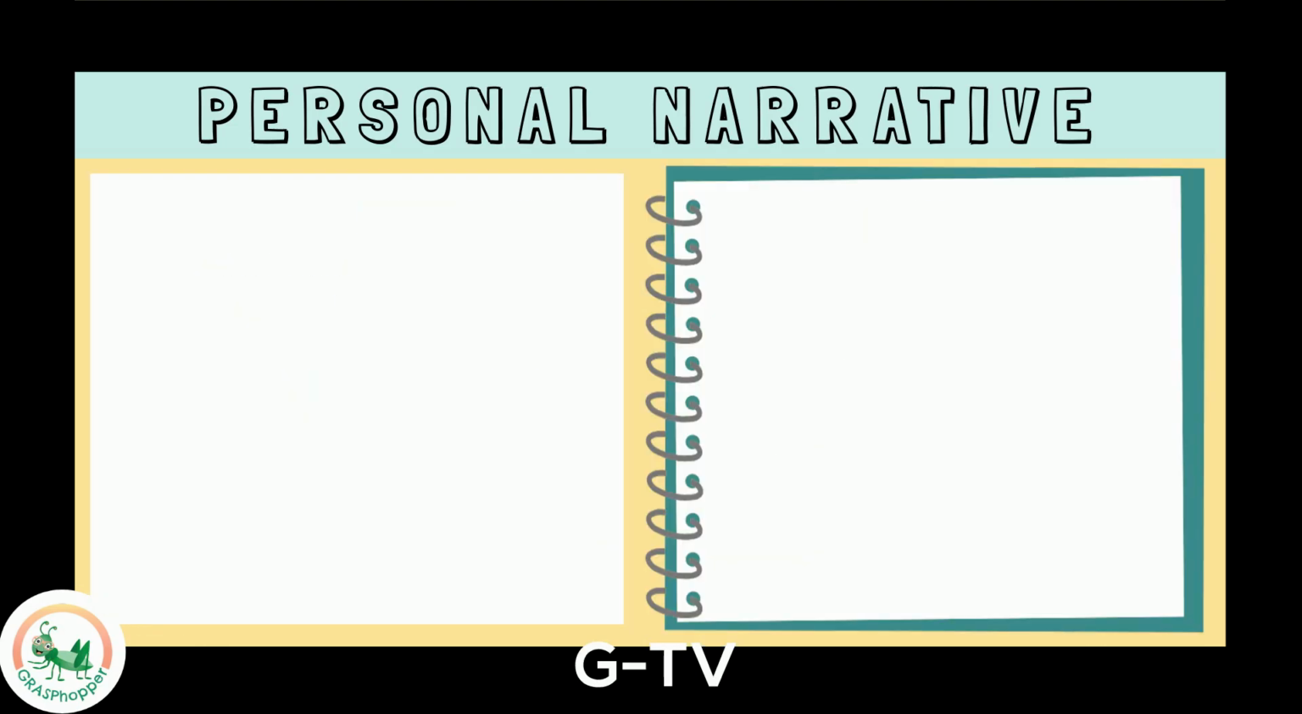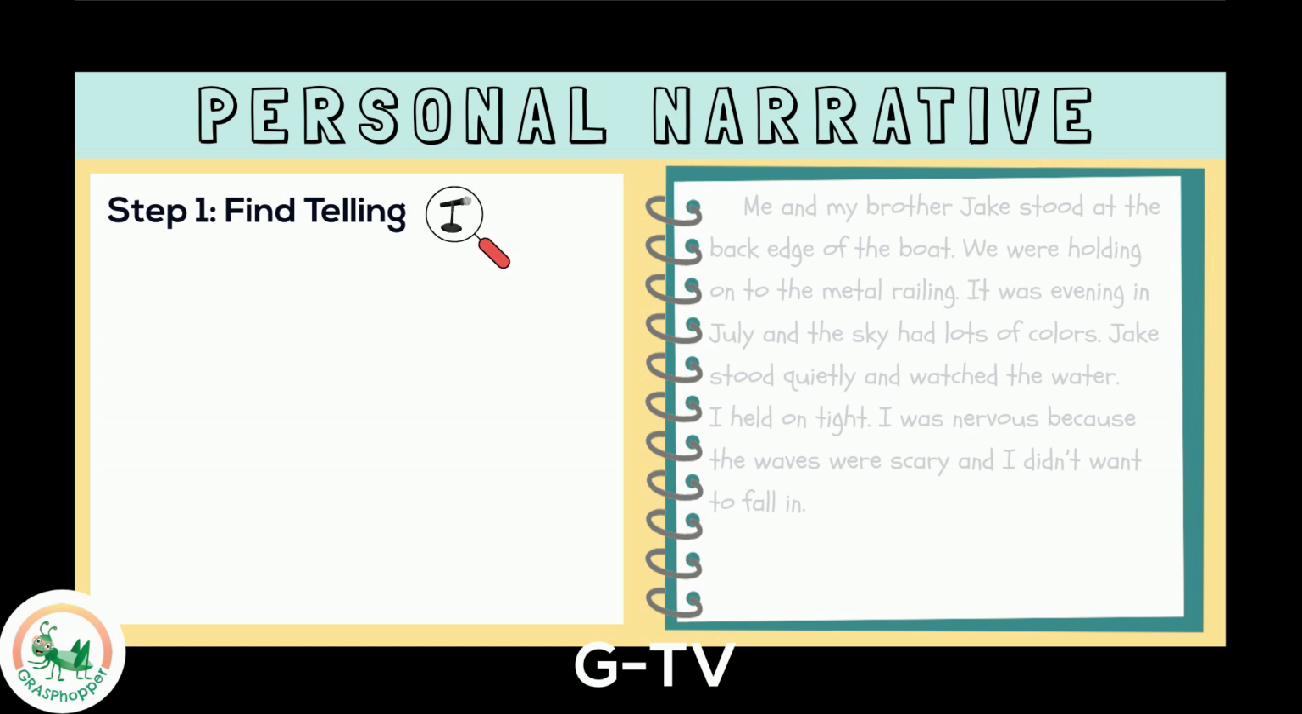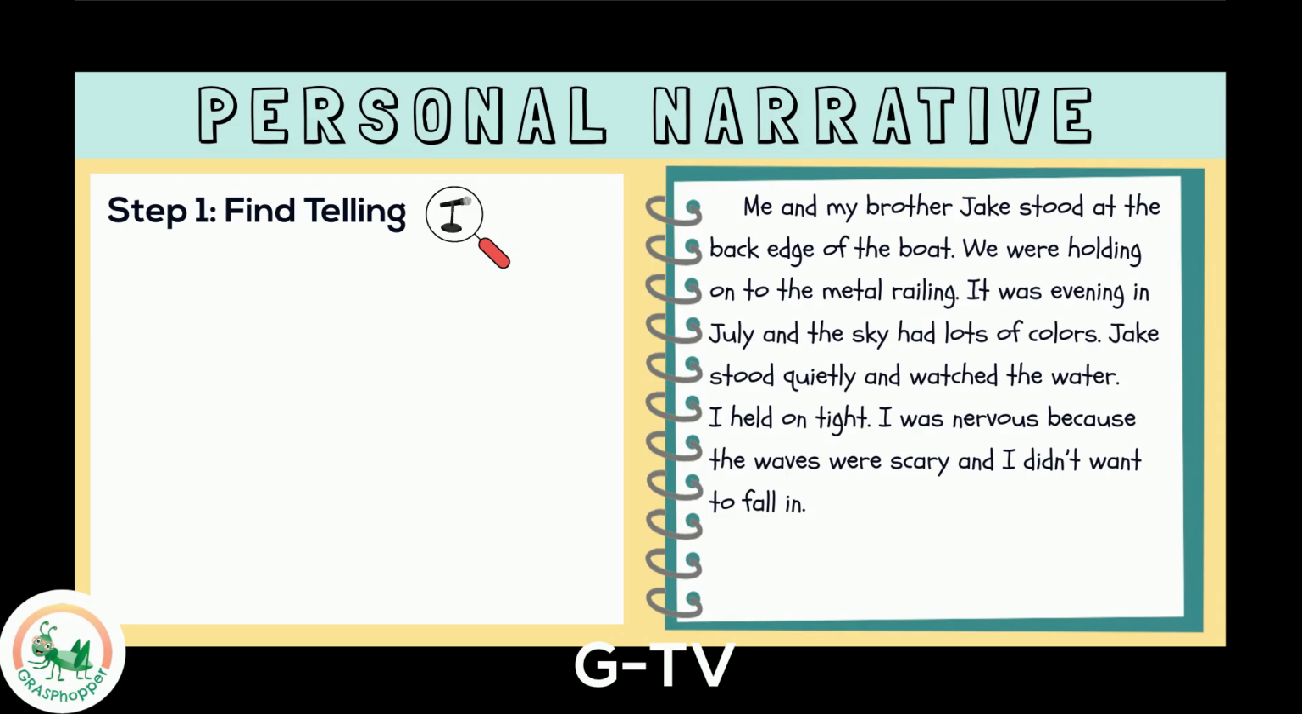Let's take a look at the first plot part from my draft and see if any of the sentences are telling. Here's what I wrote. Take a moment to read it. Here's a sentence that jumps out. I held on tight. That's a telling sentence. It says what I did, but it doesn't let the reader feel what that was like.